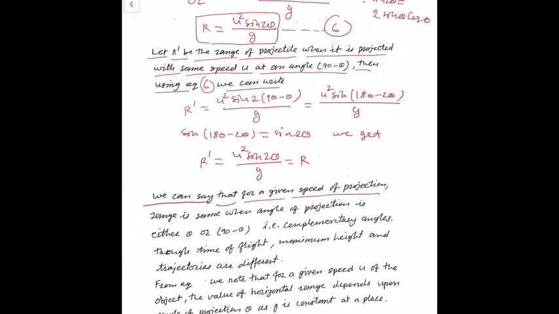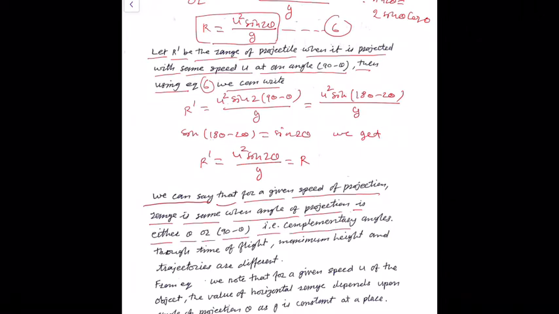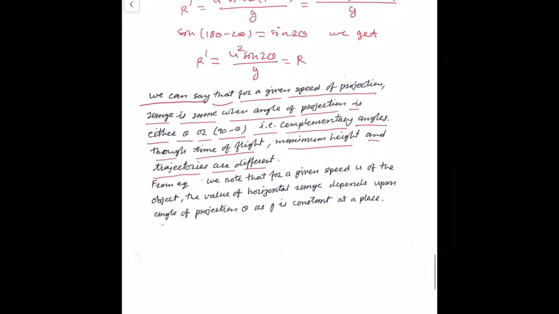We can say that for a given speed of projection, the range is the same when the angle of projection is either theta or 90 minus theta, that is, complementary angles. Though time of flight, maximum height and trajectories are different.